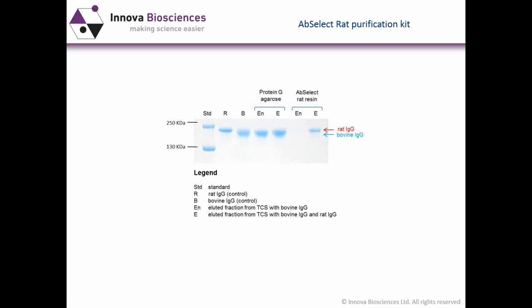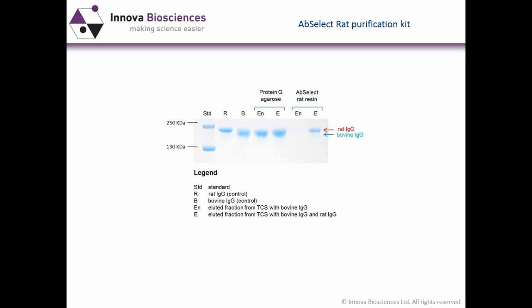If we take the second column from the left-hand side, this is a control rat IgG, and next to it is bovine IgG. Now these two run at slightly different molecular weights, which makes this easy to show you on this SDS-PAGE gel. If you use protein G agarose, seen in the middle, protein G actually co-purifies bovine IgG and rat IgG, and although that looks like a single band, it's quite a blurred band in the middle there.